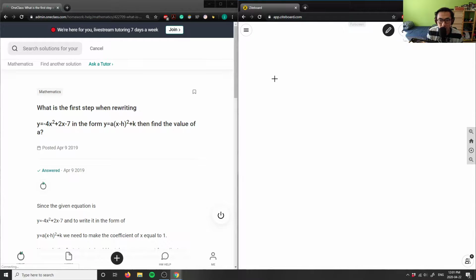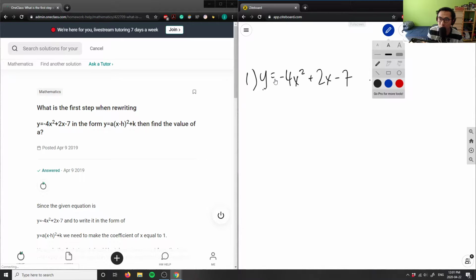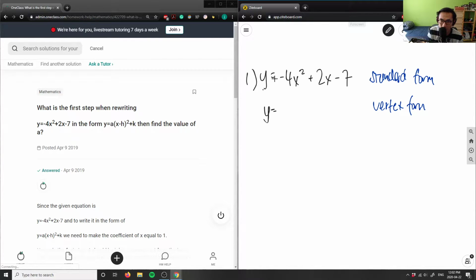So this is the concept of, we have a quadratic equation in standard form. So this is y equals negative 4x squared plus 2x minus 7. And we have to rewrite it into the vertex form, right? This is standard form, and what we want is the vertex form. The vertex form obviously shows us where the vertex of the parabola is. So this is y equals a times (x minus h) squared plus k. Standard form doesn't really show us much about the parabola, but the vertex form shows us where the vertex is.